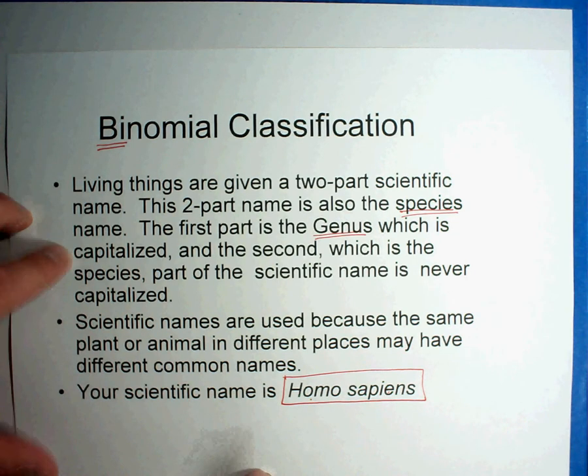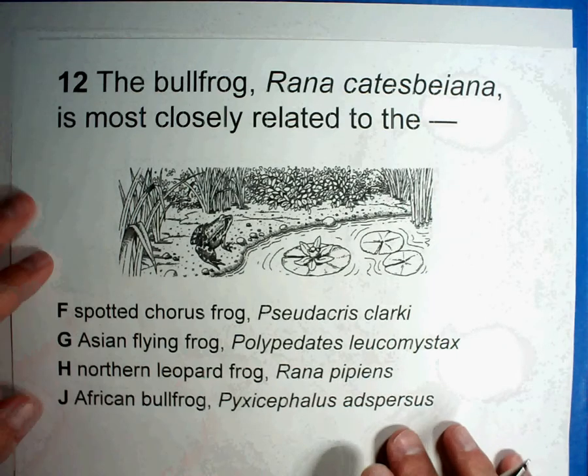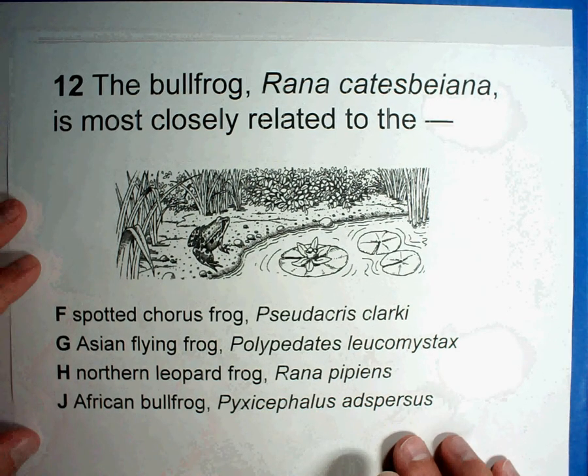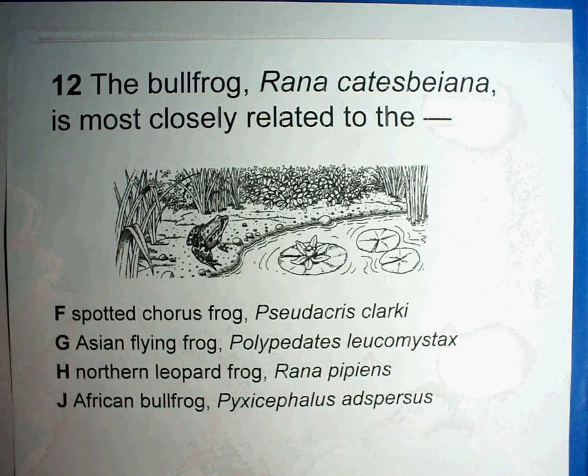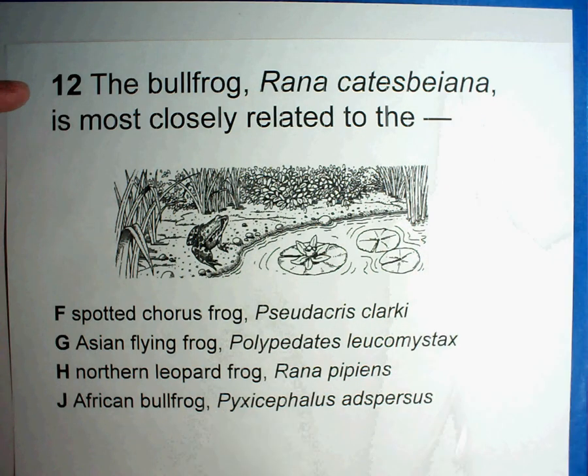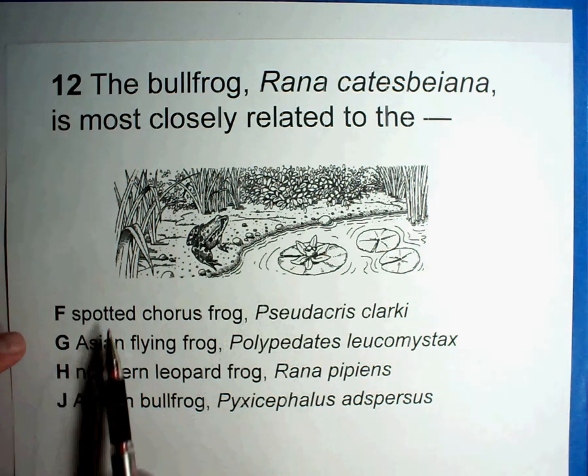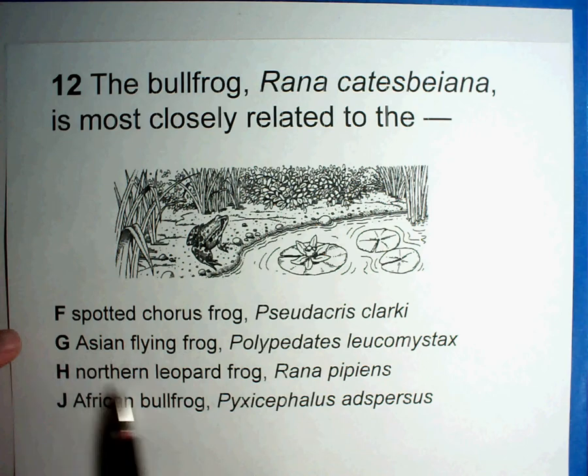Now, that may be hard to understand, but when you look at this slide right here, this should make it a lot easier. This question I've seen on the test a couple of different times. They love this question with this picture. So let's walk through it real quick. The bullfrog, Rana, and I do not know how to pronounce that term, it doesn't matter, is most closely related to the spotted chorus frog, Asian flying frog, northern leopard frog, American bullfrog.